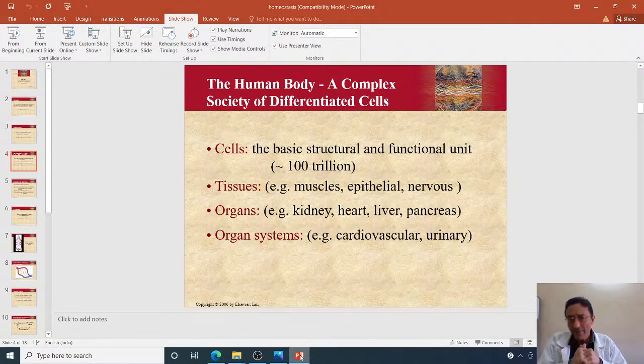Now let us see, to start with, try to understand how this constant internal environment is maintained. For example, we know that the whole body is composed of millions of cells. These cells unite to form tissues. A group of tissues forming one particular function is known as an organ, and 2 or 3 organs together unite to form a common function, and that becomes an organ system.